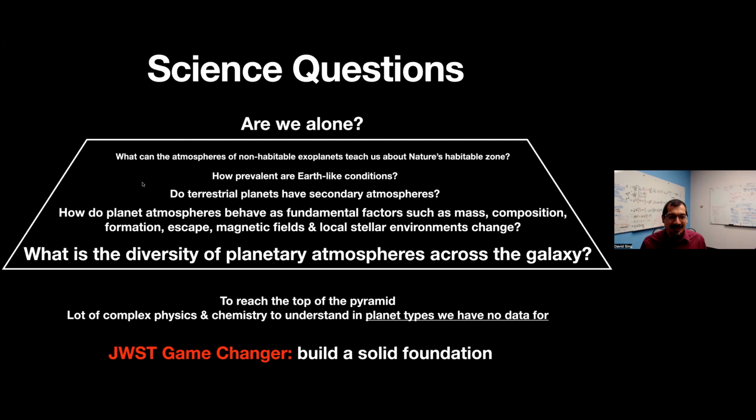For instance, what is the diversity of planetary atmospheres across the galaxy? Even with giant planets, we actually have absolutely no idea still after several decades of looking at them. And we know even less about how the local physics and chemistry affects planetary atmospheres and how those change as a function of things like the stellar environment or how planets formed. So to answer this is where JWST becomes a real game changer.